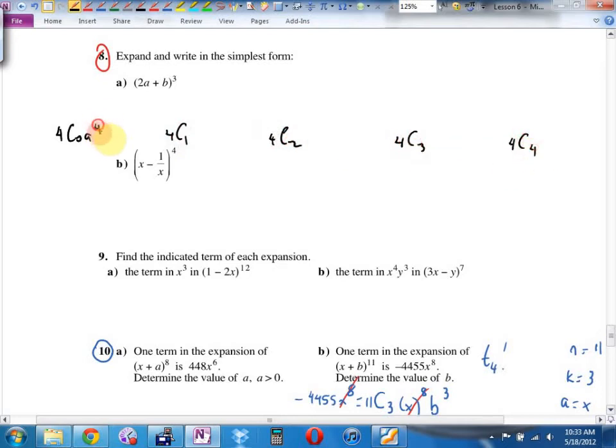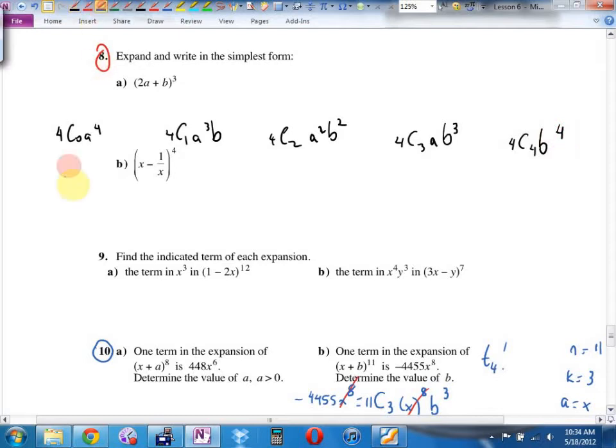A to the 4th, then cubed. Whoop, why did I come up with a B all of a sudden? Squared. By itself, none. No B's. 1 B, 2 B's, 3 B's, 4 B's. That part you have to have memorized. That pattern you have to have memorized.